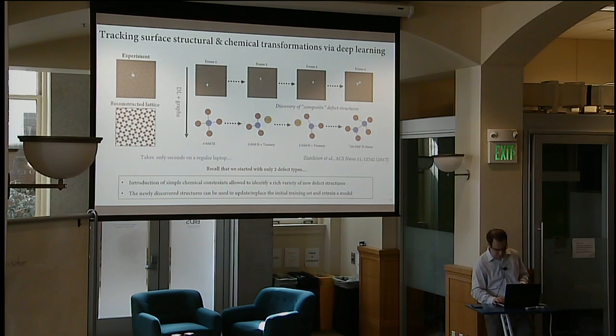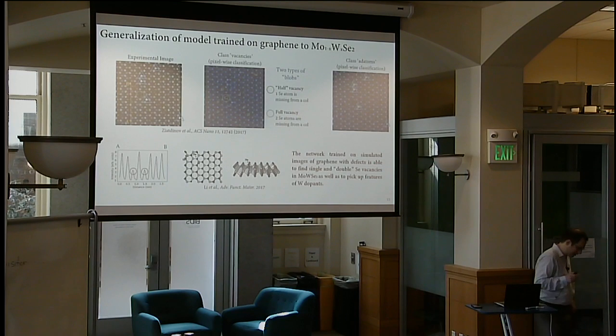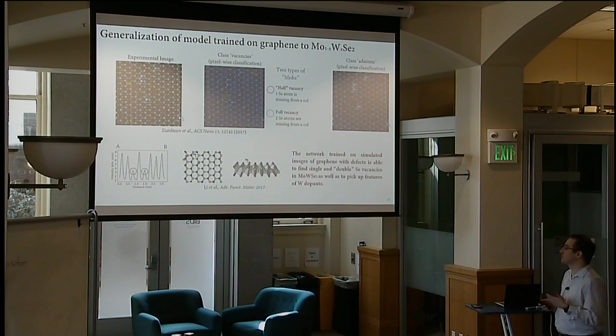OK, so one thing I like about machine learning in general and deep learning in particular is its ability to generalize beyond the training set. So here, I took a model trained on graphene and applied it to a different material with a somewhat different lattice. It's molybdenum diselenide doped with tungsten. And it was able to find atoms and defects in this material as well, although it was never trained, even on simulated data, on this material.